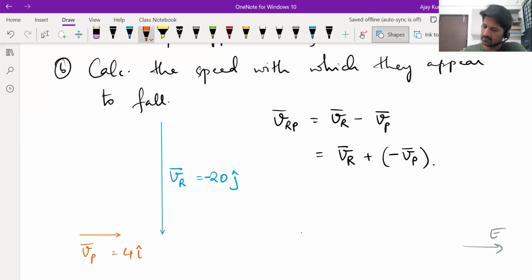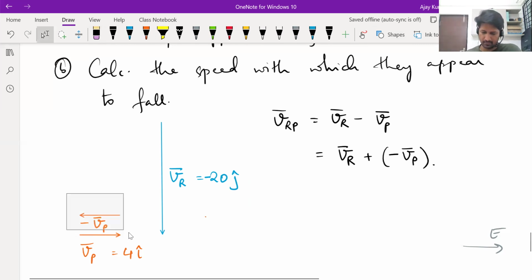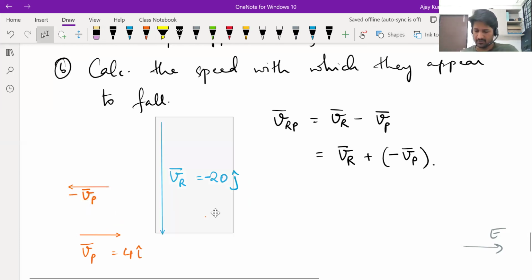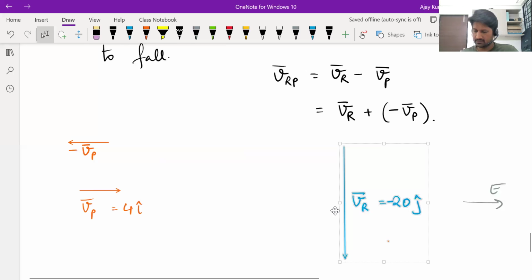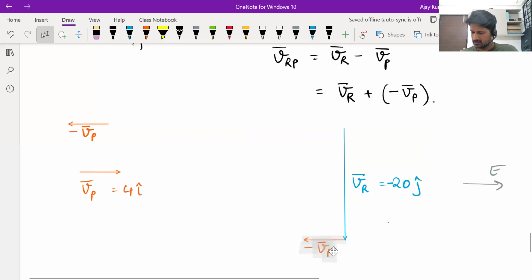So negative of velocity of person would be to the left like this. Fine. Now we need to do VR minus VP. VR is this vector. I'll take it as it is. Minus VP is this vector. I'll place it here. So VR minus VP will be the sum of these two vectors, which you can clearly visualize.